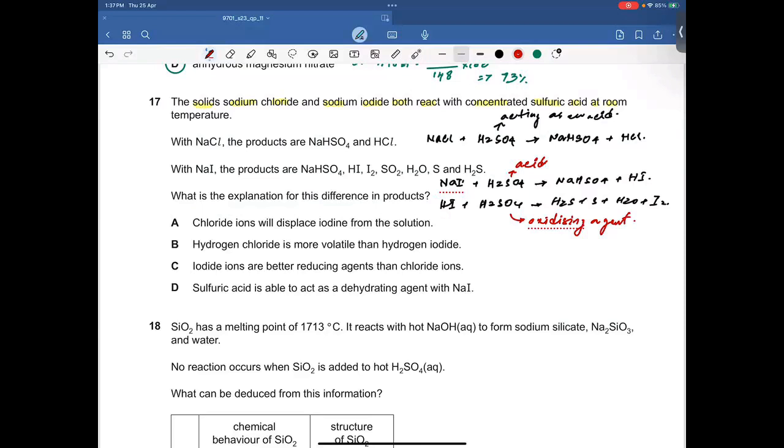What is the explanation for the difference in the product? Guys, product. The examiner is talking about product. So chloride ions displace iodine from the solution? Not at all, because chlorine can displace iodide ions. Chloride ions cannot displace.